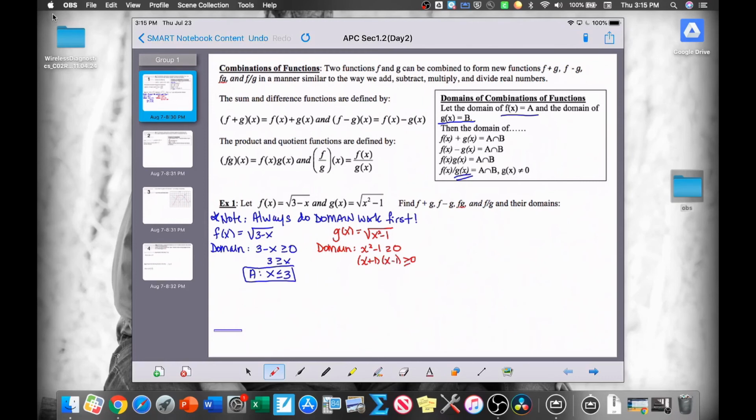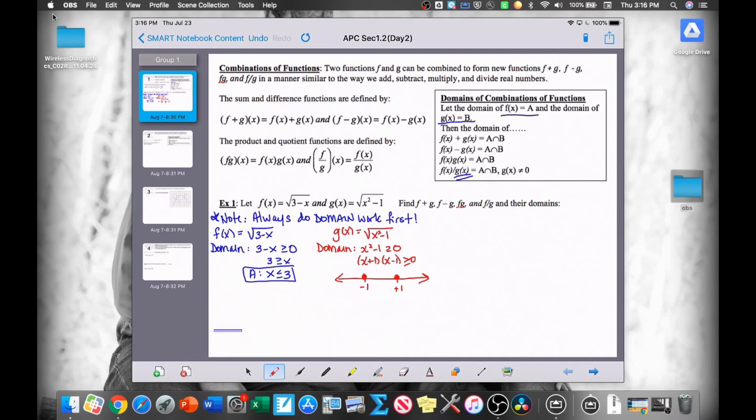Remember, this requires some sign charting. So I make a quick sign chart. We don't have to do a ton of work here, but we have to do enough to make sure that we have the right domain. So right there, we've got our two values that make it 0, and we can have it equal to 0, so those will be included. The question is just, basically, is it the part in between negative 1 and 1, or is it the part less than negative 1 and greater than positive 1?